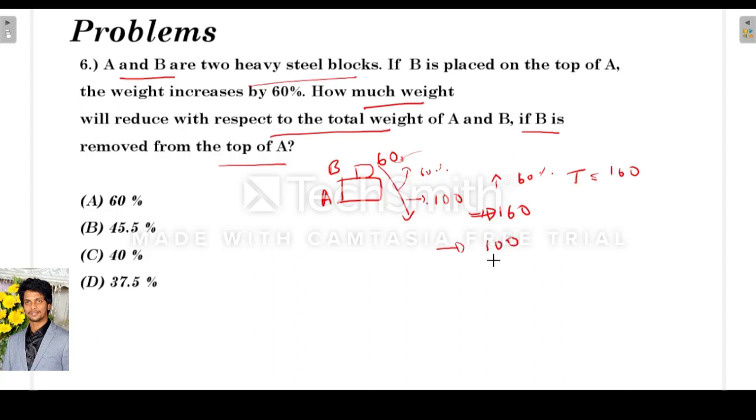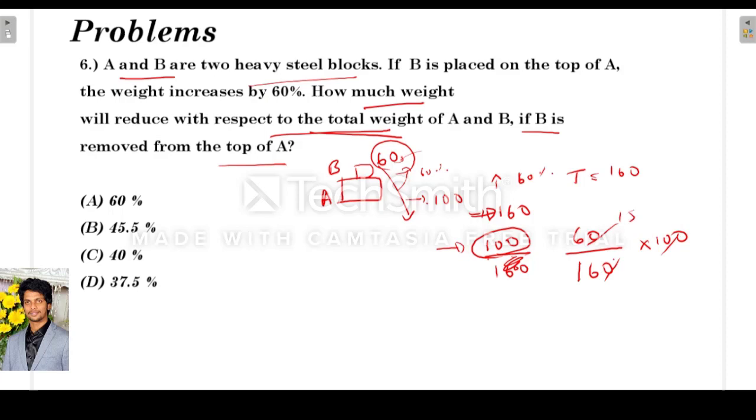But now the total weight is 160, right? So they are asking with respect to total weight how much is reduced. So with respect to total weight, how much is reduced when B is removed? 60. See, now the weight is 100. So how much is reduced? 60. 60 with respect to total weight. So now total weight is 160, so 60 by 160 into 100.